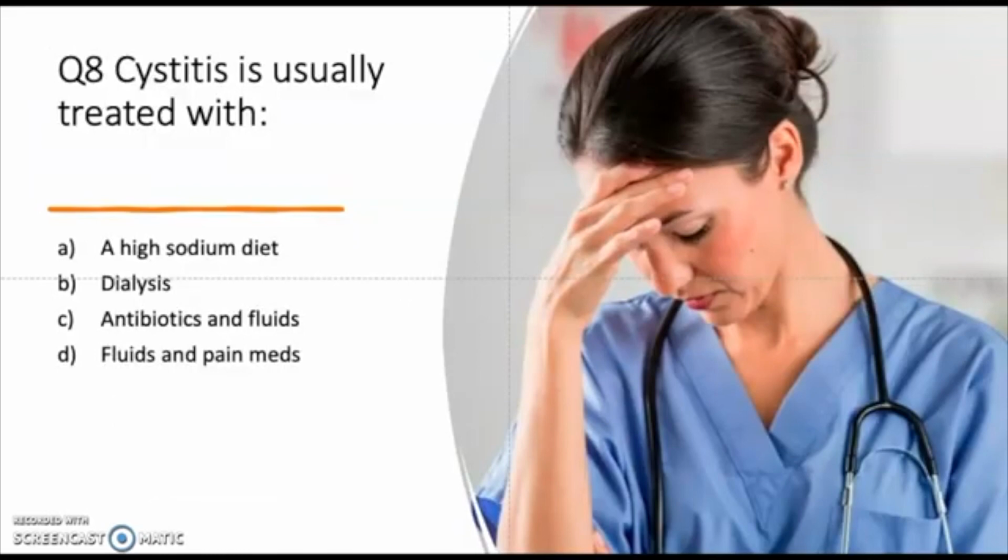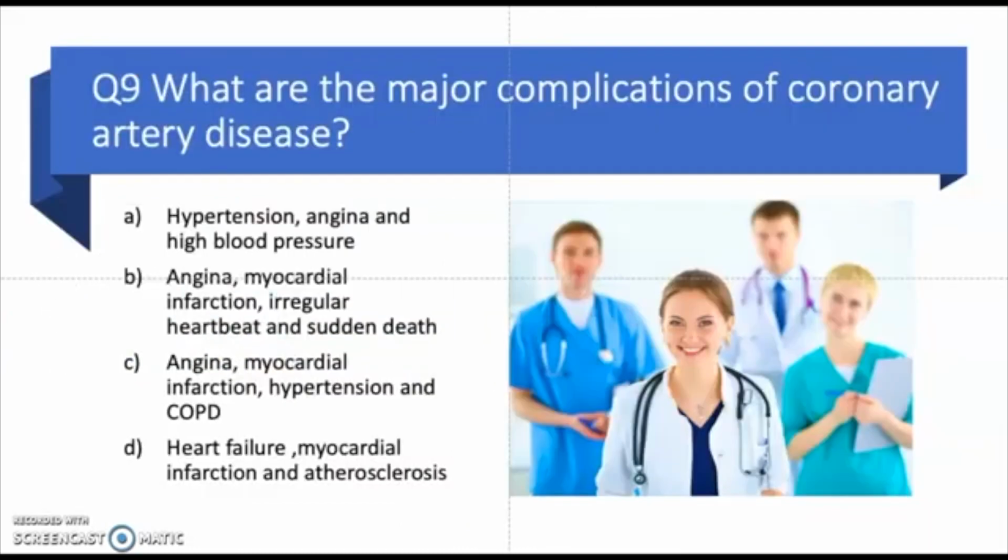Question 8. Cystitis is usually treated with a high sodium diet, dialysis, antibiotics and fluid, or pain meds. Take a moment and think about it. Cystitis is inflammation of the bladder. It's a urinary tract infection. So we treat urinary tract infections with antibiotics and fluids. That's the correct answer, C. I'm going to try to bold it here.